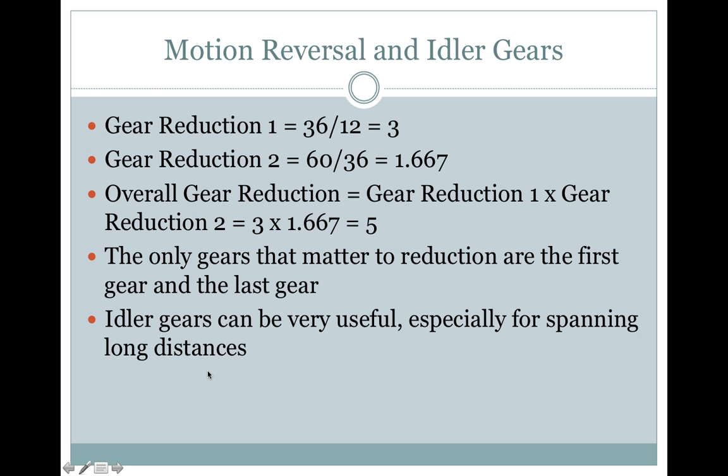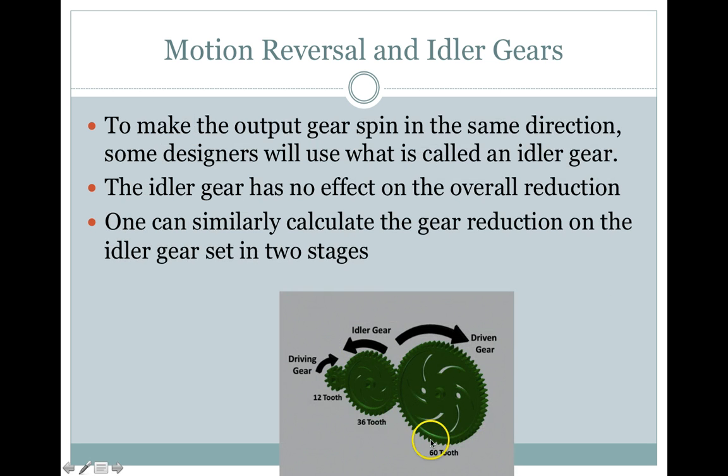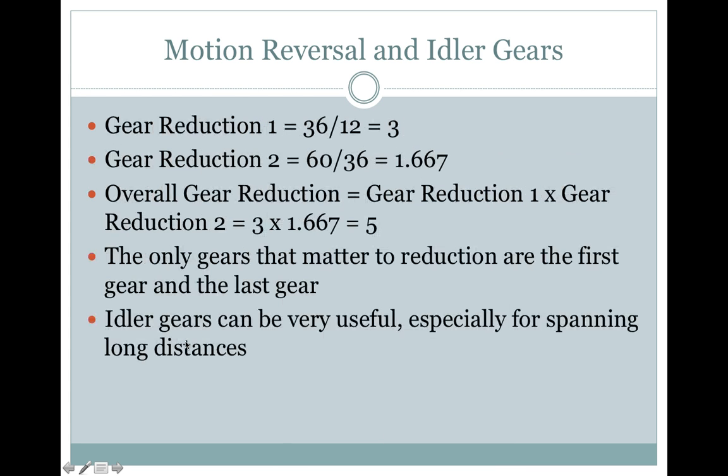Gear reduction number 2: 60 to 36. You see here 60, 36. Overall gear reduction equals gear reduction 1 times gear reduction 2, which equals 3 times 1.667, which equals 5. The only gears that matter to reduction are the first gear and the last gear. Idler gears can be very useful, especially for spanning long distances.